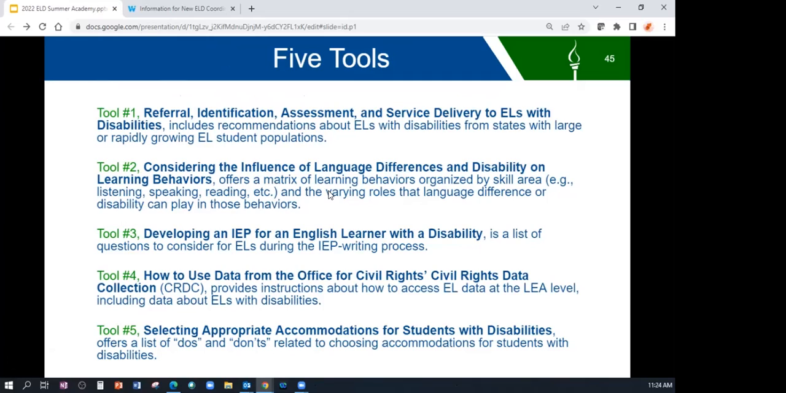And then looking at the difference between language differences and disabilities on learning behaviors. So it gives you kind of a checklist of what to look for to help you determine if it's a language difference or if it's a disability. Developing an IEP for an English learner with a disability. They give you a little checklist for that. How to use data from OCR and civil rights collection to help you to deal with issues relating to English learners with disabilities. And then selecting appropriate accommodations for ELs with disabilities, some do's and don'ts. So there are those 5 tools in that area.